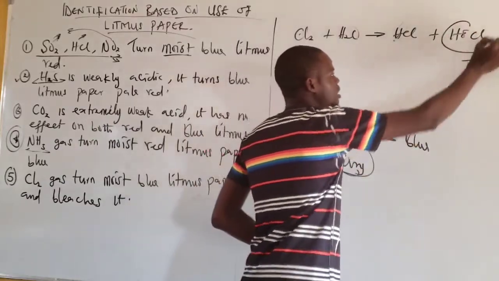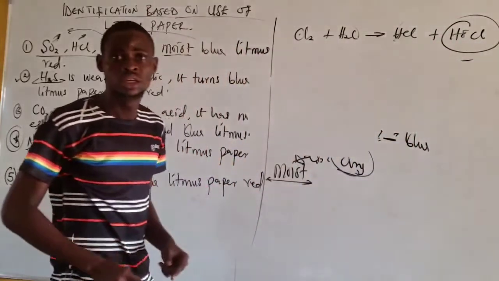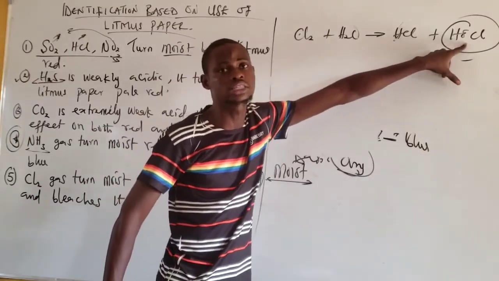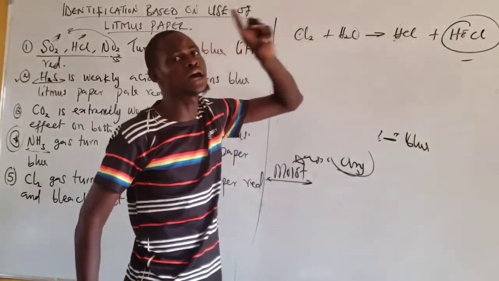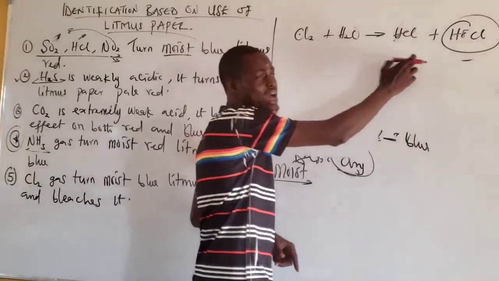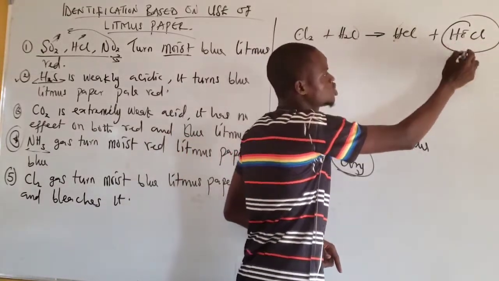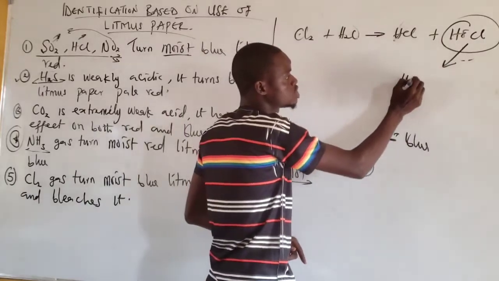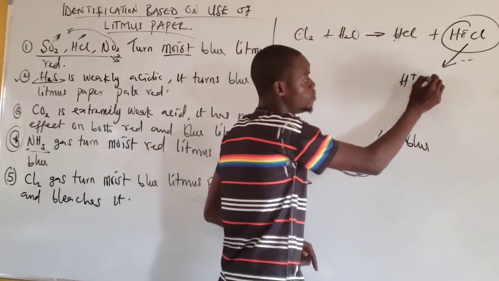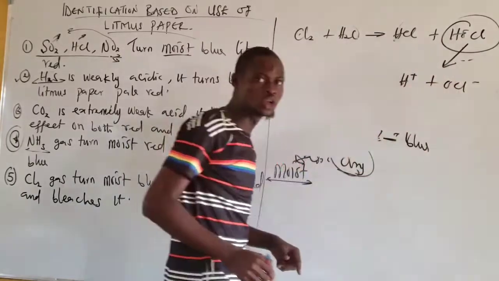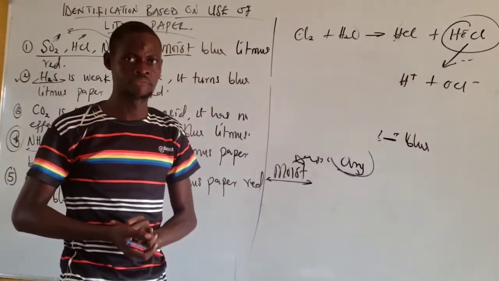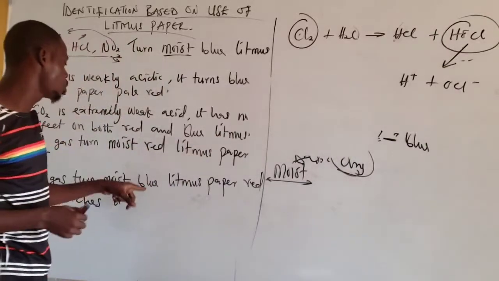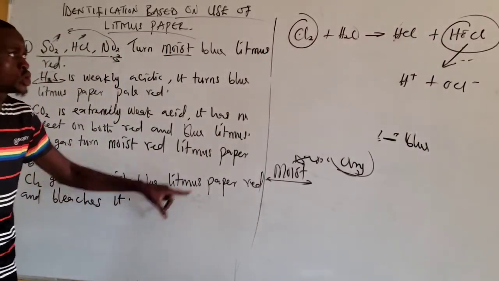Now, the bleaching acid that is there is this HOCl. So it's going to produce these two acids, which are HCl and HOCl. When this one further decomposes, it's going to produce hydrogen ion plus hypochlorite ion, which is the bleaching agent that is there.